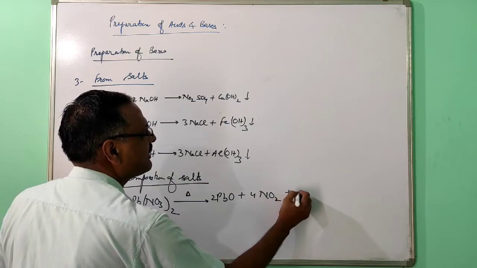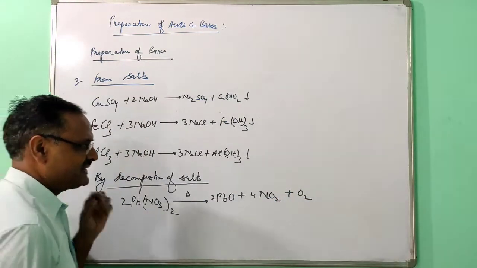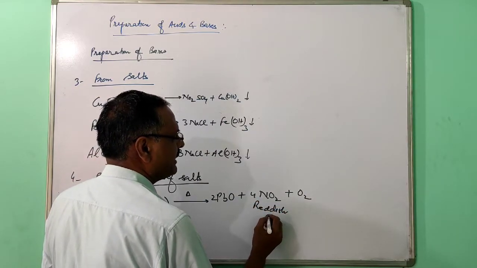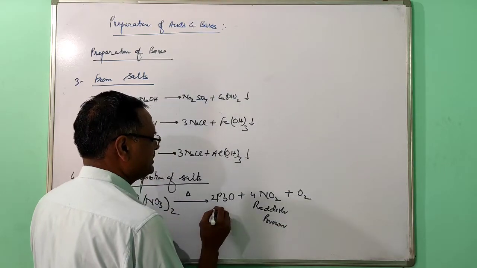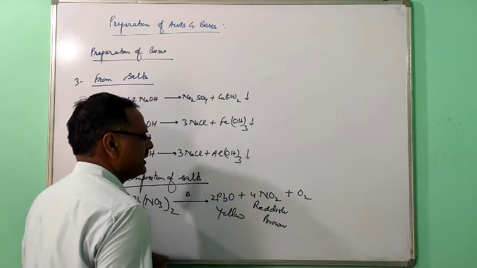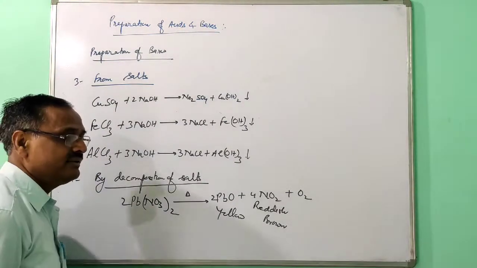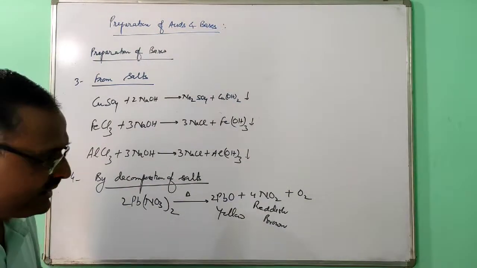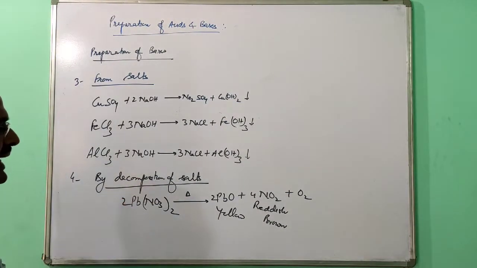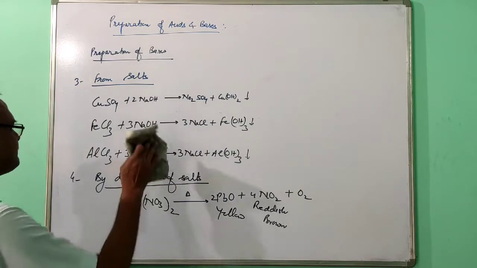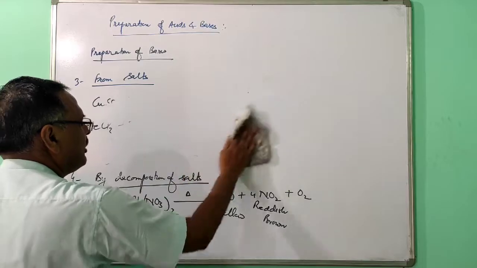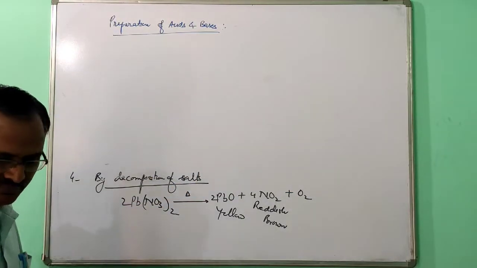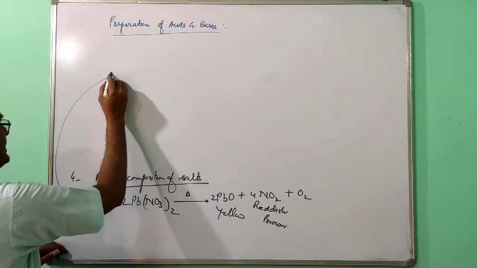nitrogen dioxide and oxygen. This nitrogen dioxide is reddish brown, and lead oxide is yellow color. This lead oxide in hot condition is reddish brown, but in cold condition it is yellow. So here the question can be asked to you: observation for this reaction. If you go through the board papers, many times they have asked for the observation. So what will you write as the observation for this one?